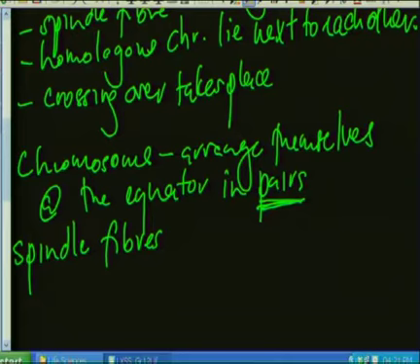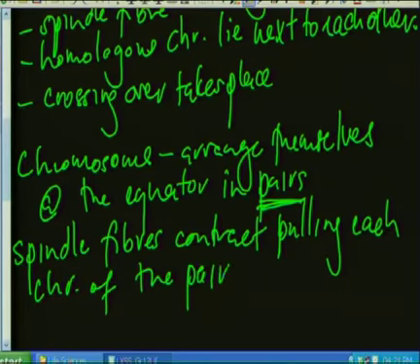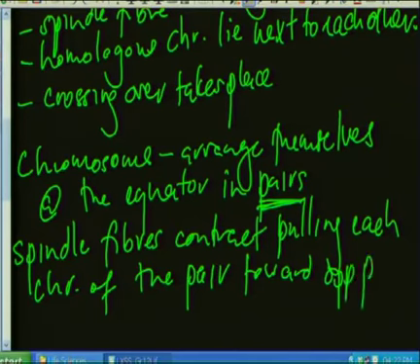The spindle fibers contract, pulling each chromosome of the pair. What do we mean by that? One of the two chromosomes lying next to each other is pulled one way or the other towards opposite poles. I'm hoping you're understanding that this encapsulates the whole of meiosis in one question. So pulling them towards opposite poles.